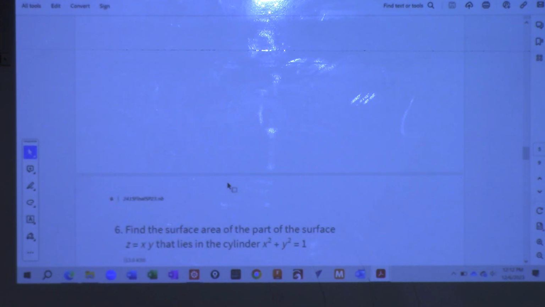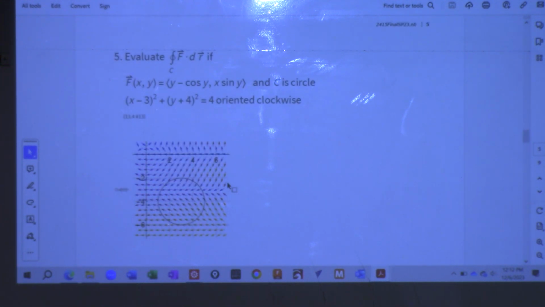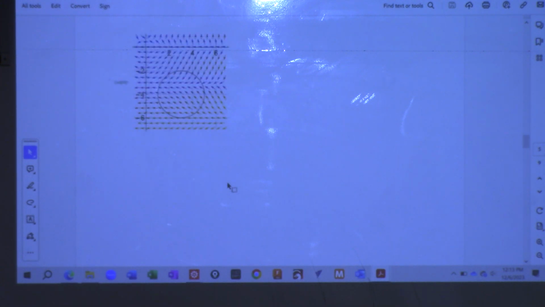Was it the one for Green's? No. Yeah, it was for Green's. Yeah, it's tricky. At least I said it. That just means you need a negative. In your answer, just change the sign. Use Green's theorem, change the sign of your answer.